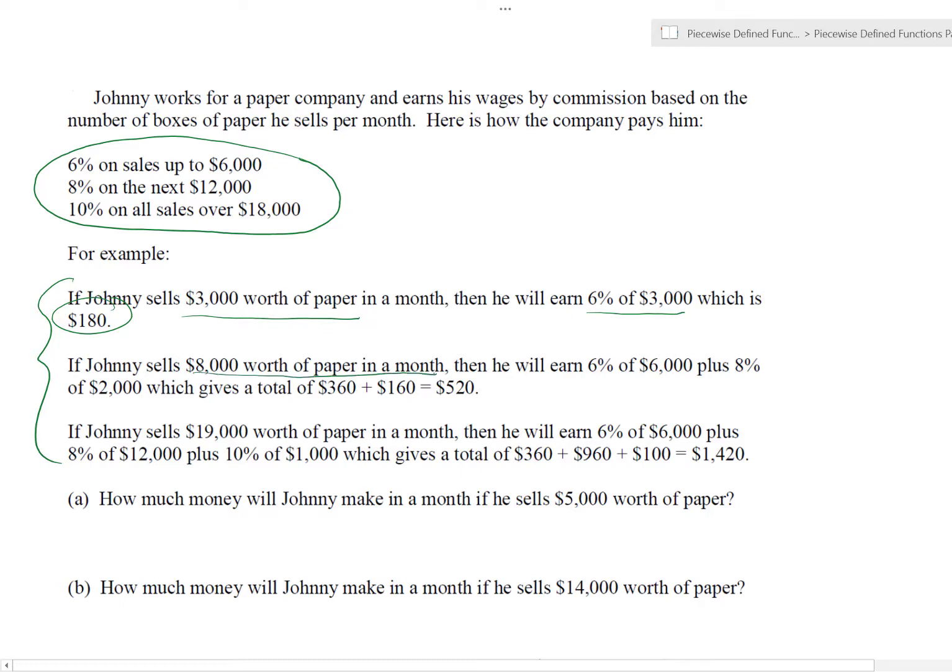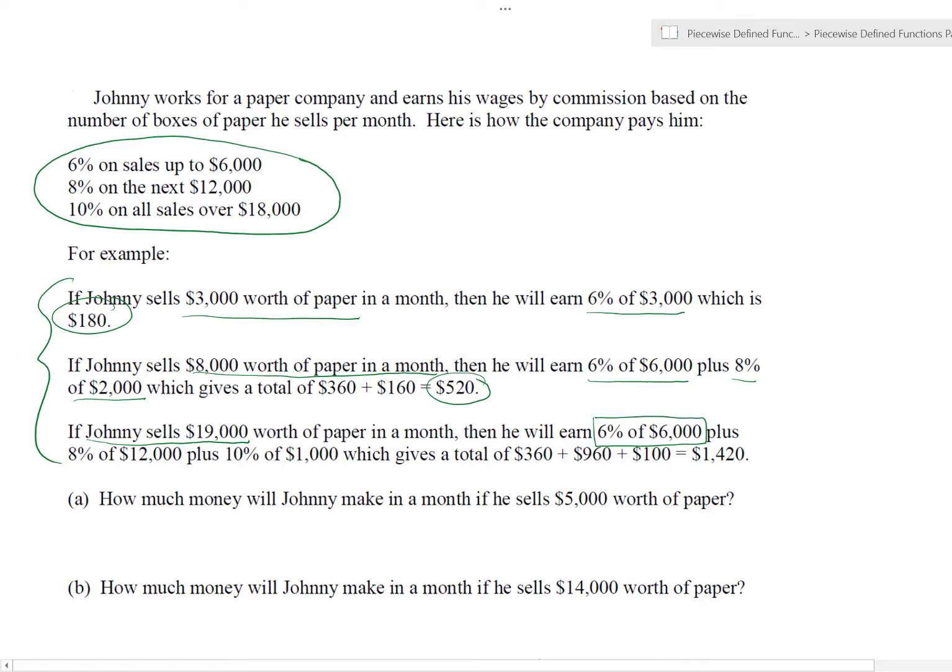If Johnny sells $8,000 worth of paper in a month, this is where it gets a little tricky, then he's still going to get 6% of the first $6,000 that he sells in paper. And then he's going to get 8% on the next amount up to the next 12,000. So he sold $2,000 after the first 6,000. So 8% of the next amount, 2,000, plus 6% of that first 6,000 gives a total of $520.